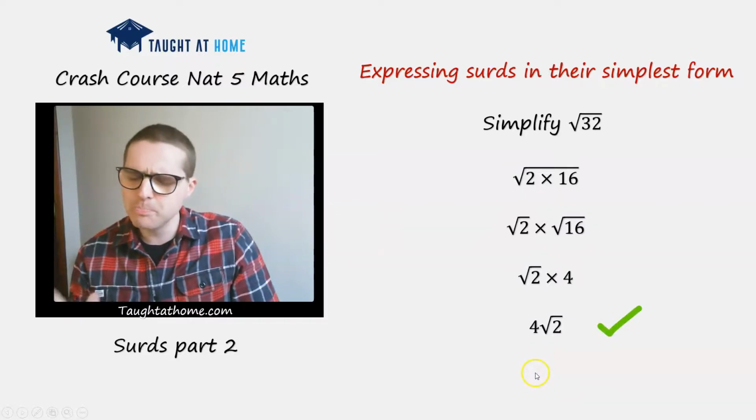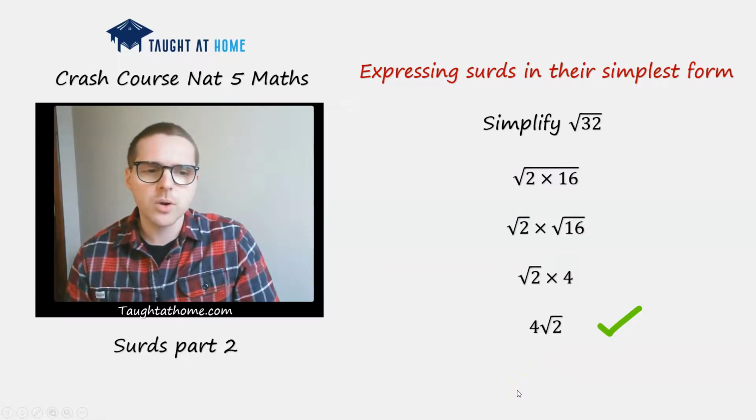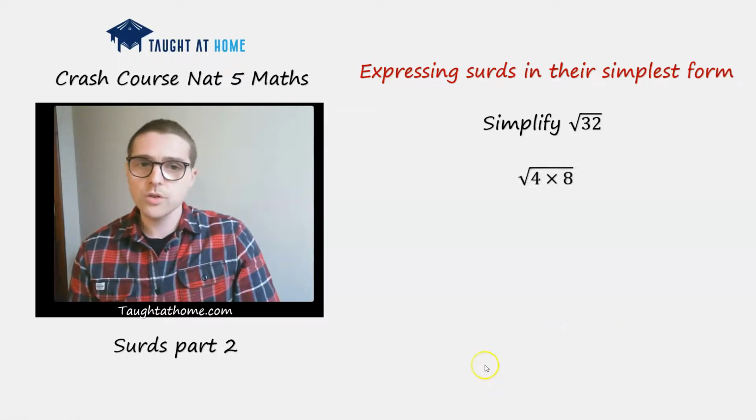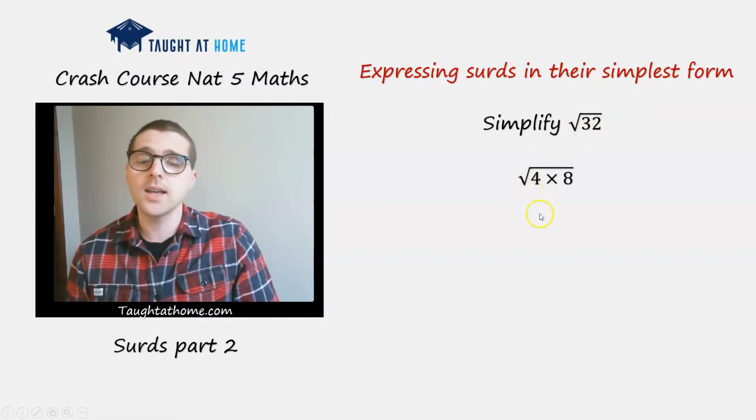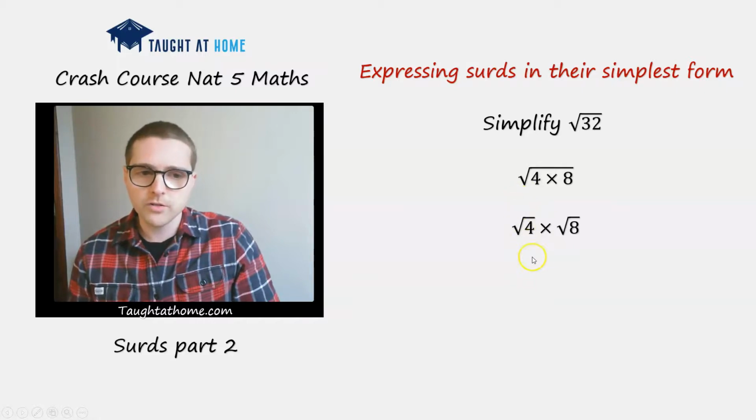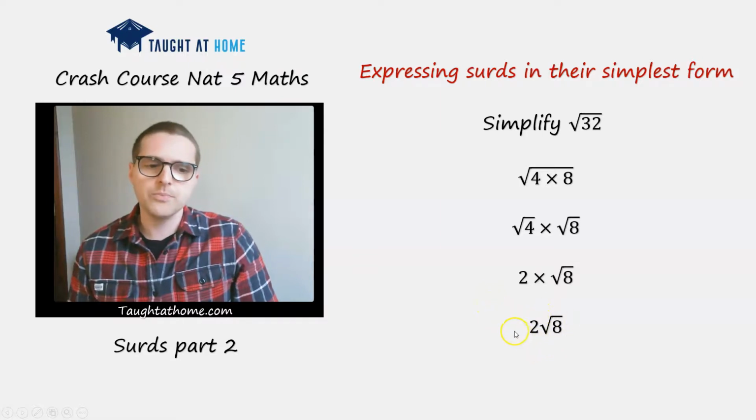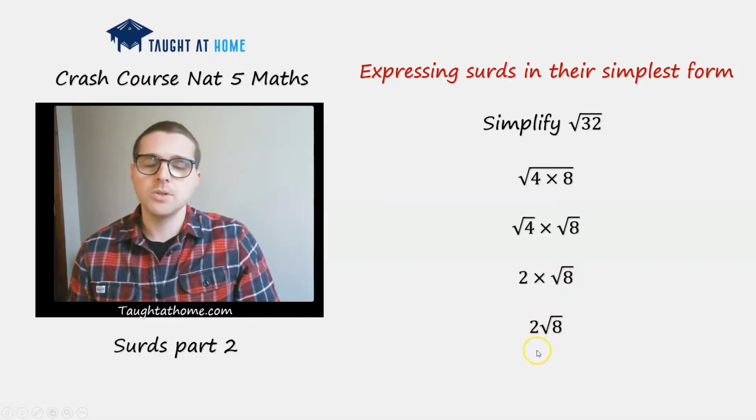Quite straightforward, but there is a little bit of a problem here, and I'm going to show you an error some people make. So let's go back to the other example we had, where we could also express this surd as the square root of 4 times 8. Now let's split that up and continue as before, where the square root of 4 becomes 2, and you will have 2 times the square root of 8. You might be tempted to say, there we go, 2 root 8 is a surd in its simplest form, and be done with it.